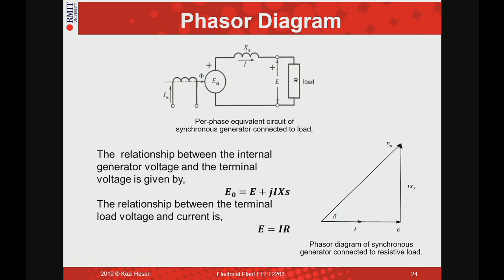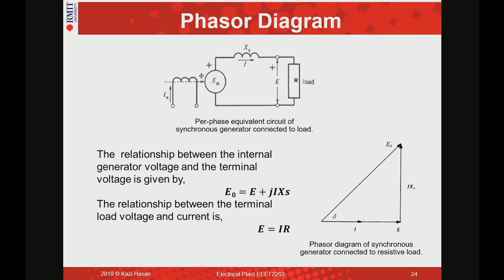So how to draw this? We actually draw this equation. Our terminal voltage E, that is our reference. Then we add IXS with that. To draw IXS, there are two components, one is I and XS. So we have to get the angle of I and XS. Angle of I will be the same as angle of E because of this resistance there is no phase shift. So I is in this way.